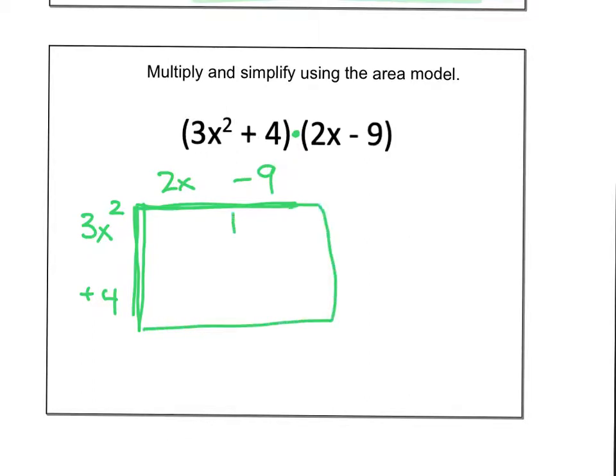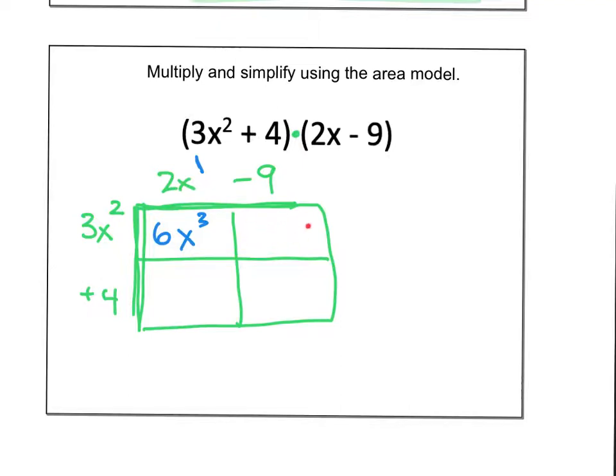So to finish this box, it was a 2 by 2, so I end up with 4 cells again. Fill in some invisible math. This 2x is to the first power. So to fill out that first cell, I multiply my coefficients. 3 times 2 is 6, and I add the exponents. 2 plus 1 is 3. So 3x squared times 2x is 6x cubed.